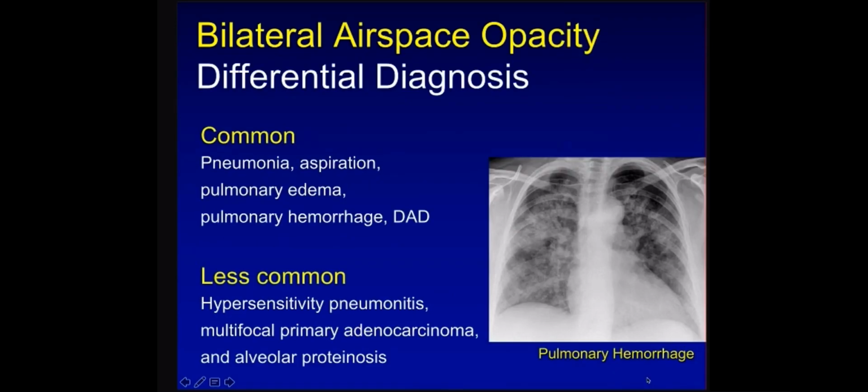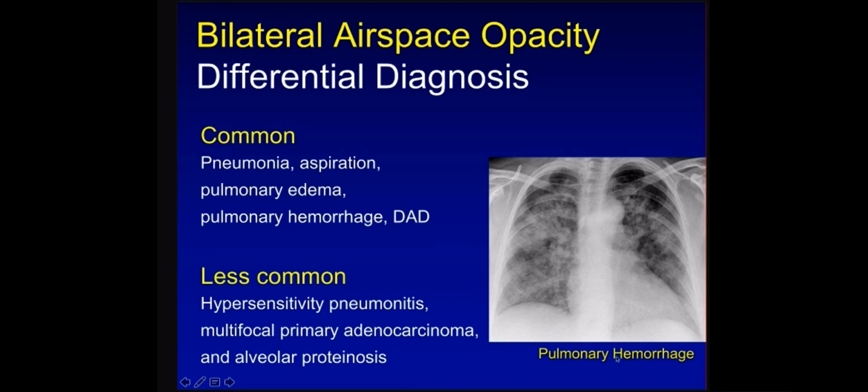So this is a classic appearance of almost a lobar type of pneumonia in this patient with dense consolidation and the air bronchogram sign. If you see bilateral airspace opacity, you certainly want to think about pneumonia, perhaps massive aspiration. Patients with severe pulmonary edema can also manifest with this pattern, as well as patients with hemorrhage or diffuse alveolar damage. There are some less common causes, including hypersensitivity pneumonitis. A very unusual manifestation, again, of adenocarcinoma can be multifocal and look just like pneumonia, as I mentioned before. And occasionally you'll encounter patients with alveolar proteinosis, which can also give you bilateral airspace opacity.